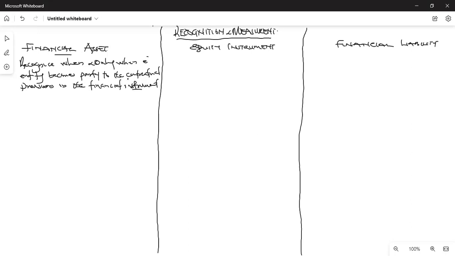So it's that simple. You just need to know the surroundings of it. It is very, very important. Where we now go on and talk about the initial measurement and subsequent measurement. And in measurement, we have initial measurement.